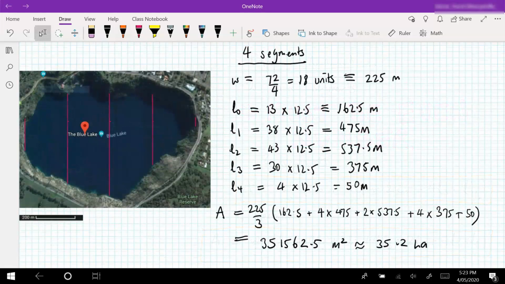So here we have the calculations for estimating the area using 4 segments. The method is exactly the same as what we did previously, except in this case we've got 2 more lengths to calculate, and we use a slight variation on the formula, or an extended version of the formula. In this case, we get a solution of 35.2 hectares, so a slight marginal decrease from what we had in the previous two-segment estimation.